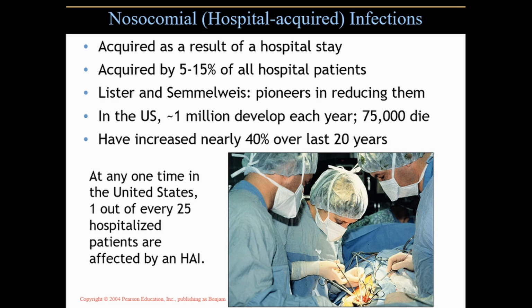Joseph Lister and Ignaz Semmelweis, he was Hungarian, they were pioneers in reducing them. So they showed ways in which we can reduce these hospital-acquired infections. Lister, by the application of phenol, which was the disinfectant that he used. It was a very powerful disinfectant. And Semmelweis, he just advocated hand washing with medical students, and I'll talk about that in a minute, working in hospitals. They were pioneers in reducing these hospital-acquired infections.